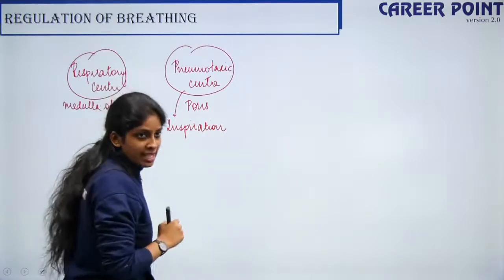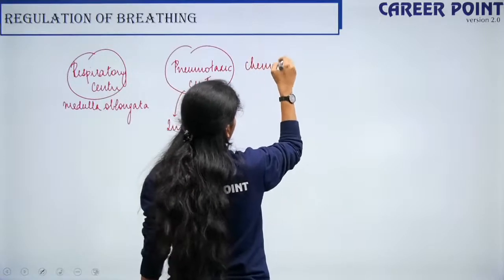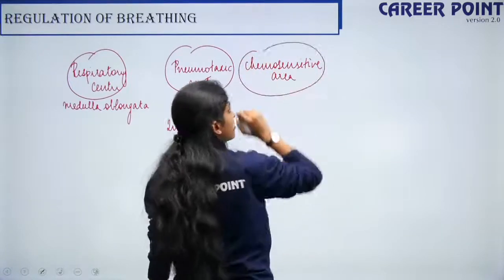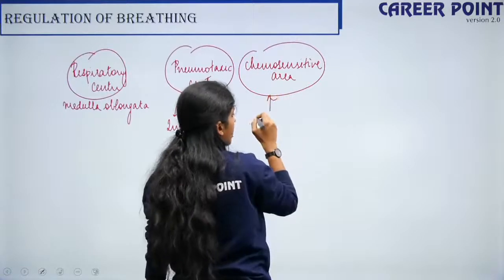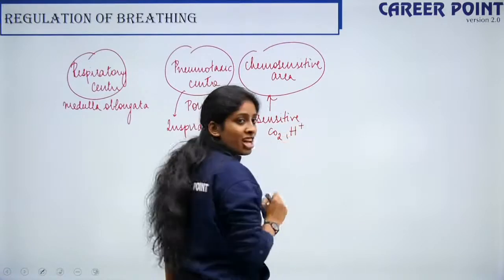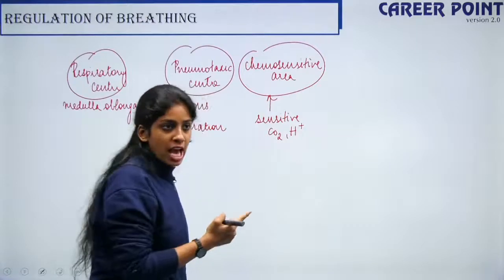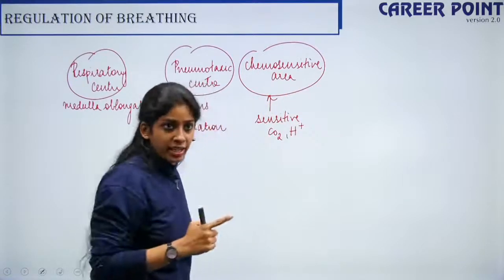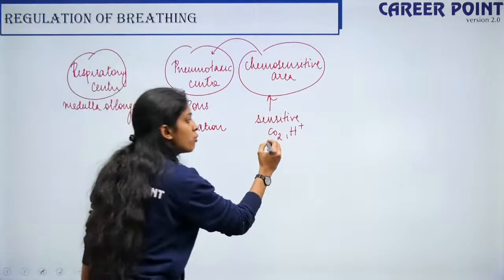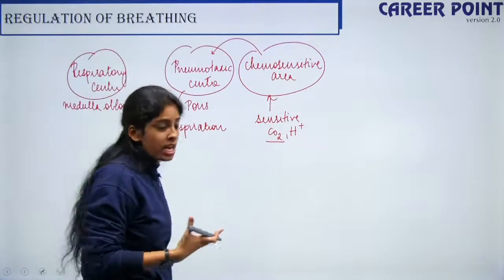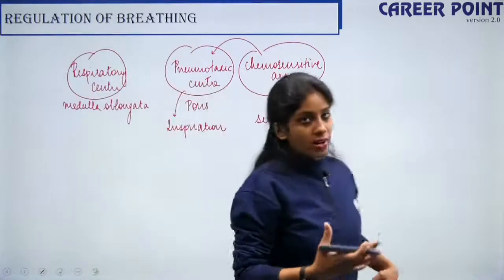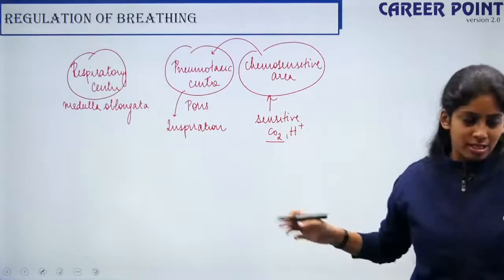Very close to the pneumotaxic center, you have the chemosensitive area. This chemosensitive area is very sensitive to carbon dioxide and H+ ions. Whenever there is more carbon dioxide and H+ ions, this chemosensitive area will get activated, which in turn will activate the pneumotaxic center to regulate the breathing. If there is more carbon dioxide, then inhalation should happen, right? So when this is high, it will activate the pneumotaxic center so that inspiration is turned on. This is one portion that I didn't discuss, so I am discussing it right now.